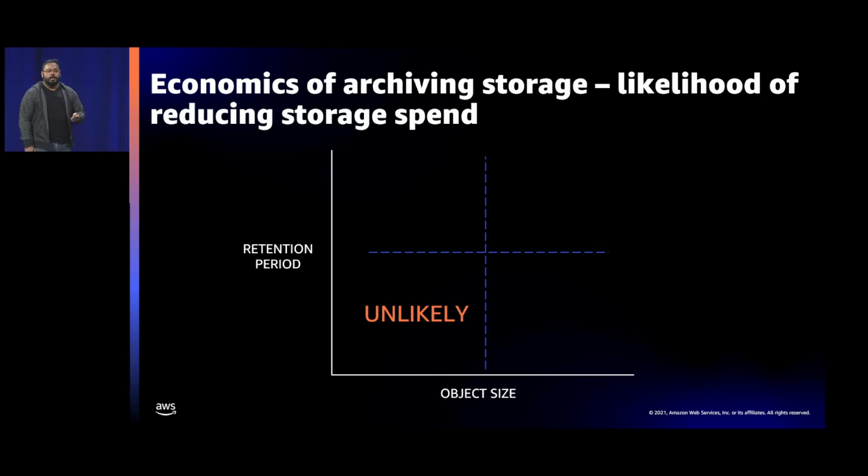So the first one that I want to see is the bottom left quadrant, where the object size is really small, but also they live for a very short period of time. These objects are not good for Glacier Flexible or Glacier Deep Archive. The reason is that when you have several thousands or millions or even billions of tiny objects, moving all of them to a Glacier Deep Archive, for example, would mean that you're paying a one-time transition cost that is on a per object basis. So the one-time transition cost is high.